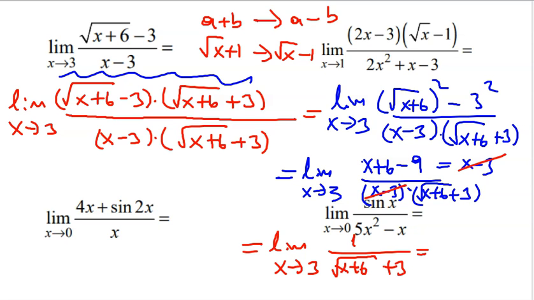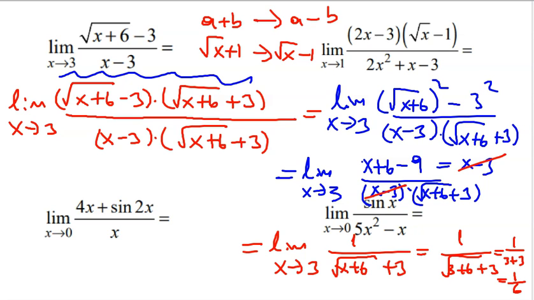So now we can apply the plug-in method. We get 1 over (square root of 3 plus 6, plus 3). And 3 plus 6 is 9, and the square root of 9 is 3. So we get 1 over 3 plus 3, which is equal to 1 over 6. Okay.